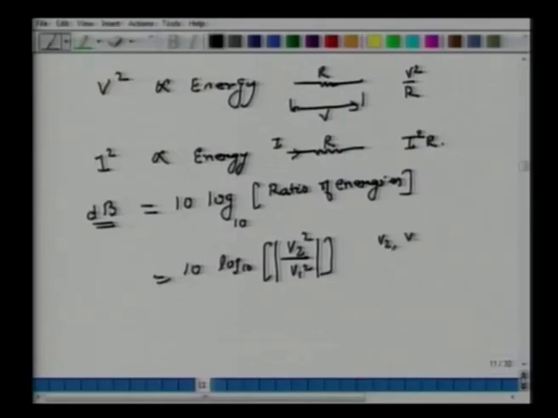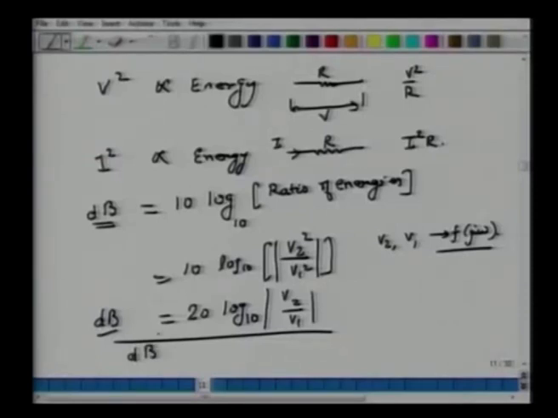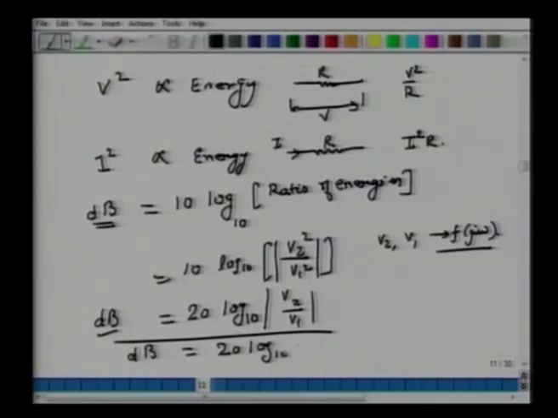Now note that V2 and V1 can be functions of j omega. So when I have a square relationship, what this essentially means is that it is 20 log 10 of magnitudes of V2 over V1. Similarly, when we are plotting transfer functions, because they are also ratios of whatever is going in and whatever is coming out, if I am converting transfer functions on a decibel scale, then what I get is decibels equals 20 log 10 of H, which can be a function of j omega.